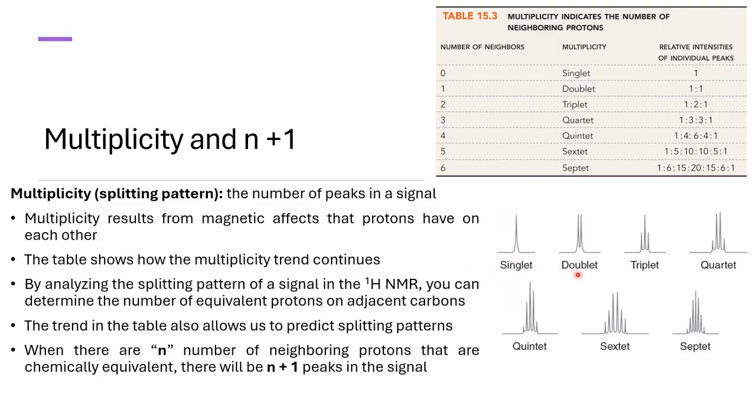If there is one neighboring proton, n+1 tells us 1 + 1, it should be 2, or it will be split into a doublet. A triplet would be split because of 2 neighboring protons that are chemically equivalent. 2 + 1 gives us 3. A quartet would be due to 3 equivalent protons that are neighboring the proton that's giving this signal here. And we can continue on. Notice the intensity of each of the peaks follows Pascal's triangle once again.